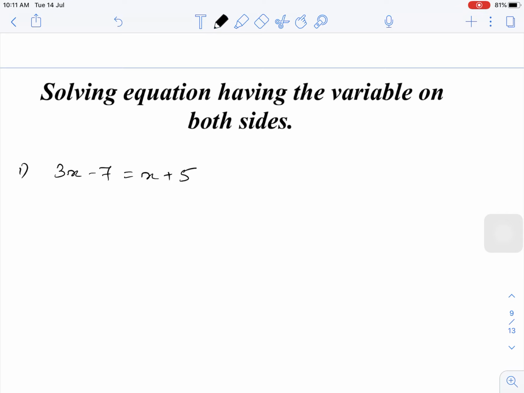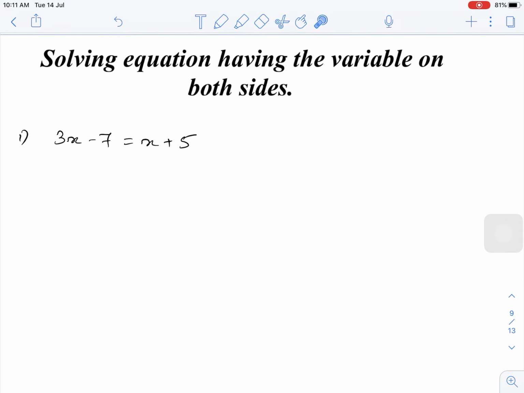So our first example is, we have 3x minus 7 equals to x plus 5. Solution: given 3x minus 7 equals to x plus 5. Therefore, now what we have to do, first step is that we will bring the variables on the same side, and at the same time we will bring the numbers on the other side.